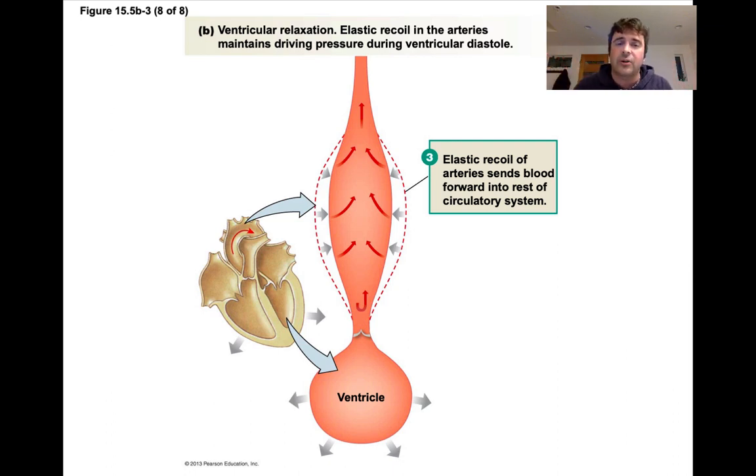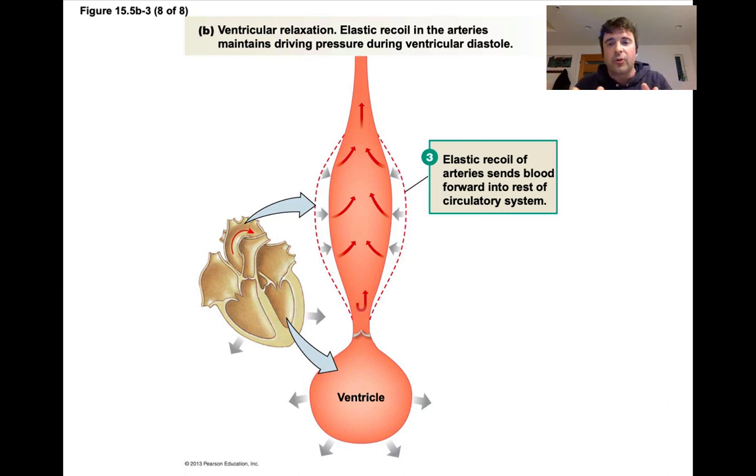They undergo elastic recoil. This elastic recoil is really important in maintaining diastolic pressure. So why, when the ventricles are contracting, is blood pressure roughly 120 millimeters of mercury, and when they're relaxing, about 80 millimeters of mercury? Why doesn't it drop to zero? Well, it's not just the ventricles that are promoting that pressure gradient, that are promoting the flow of blood through the body.